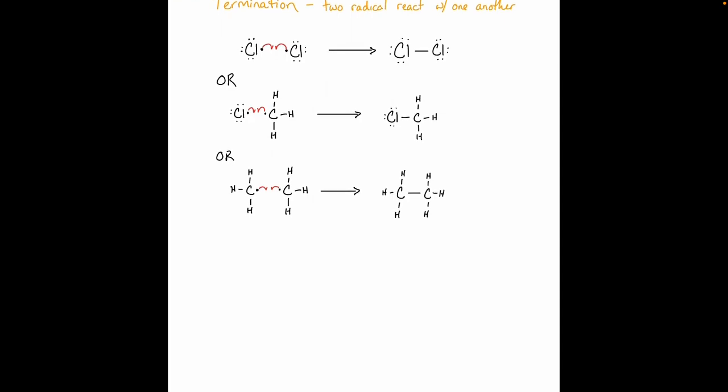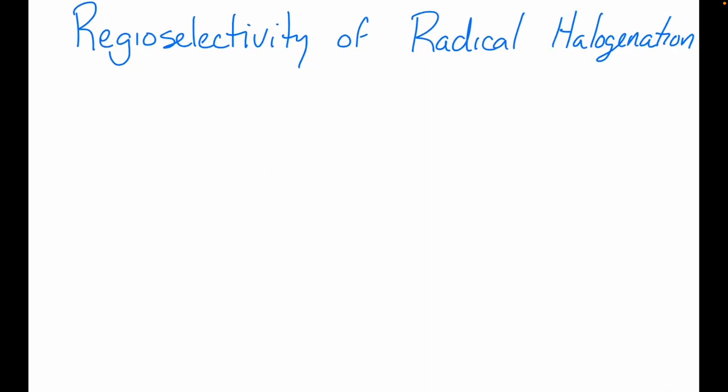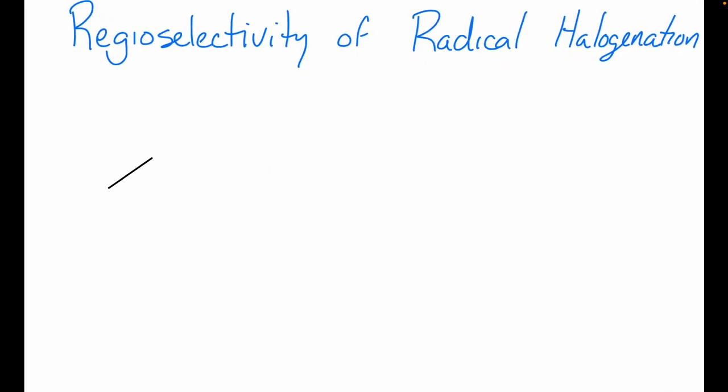All right, so last thing we've got to talk about would be the regioselectivity of these radical halogenation reactions. So we did this before using a very small molecule, making it easy, talking about just methane. But what if we used propane in a radical halogenation reaction? Well, there are two possible products that we could get.